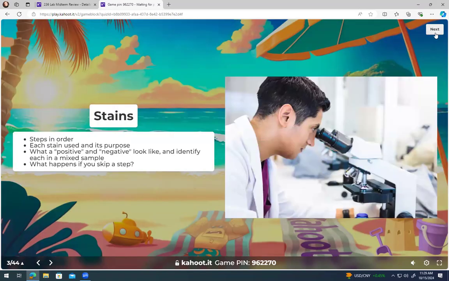All right. For the stains, each stain has its own section, and I made a summary of the stains. You'll have to know everything in each section, but at least you have that summary to compare how they're different. So I would go over that as well. You need to know the steps in order, each stain that is used and its purpose. What is each step doing for the stain? Because it all has a reason. What is positive and what is negative as far as how it will look?